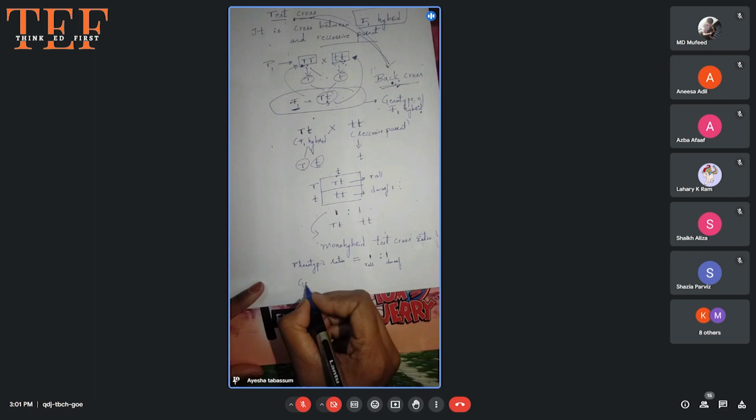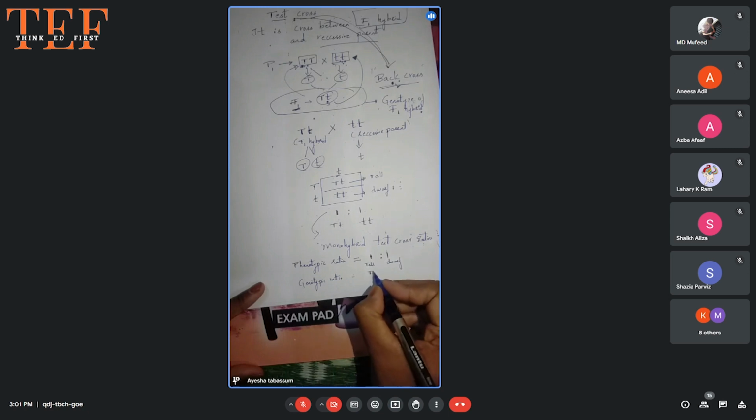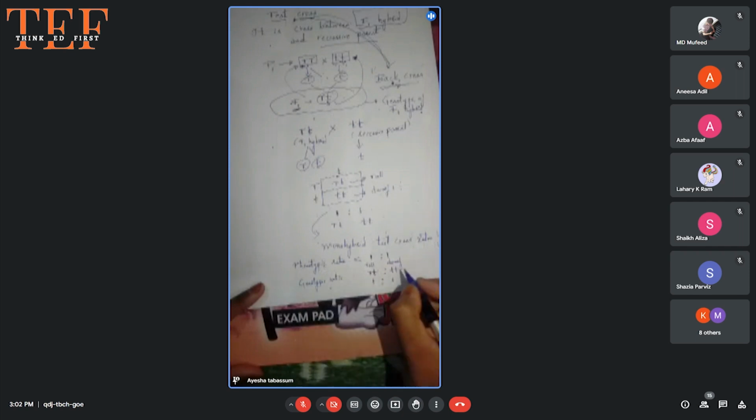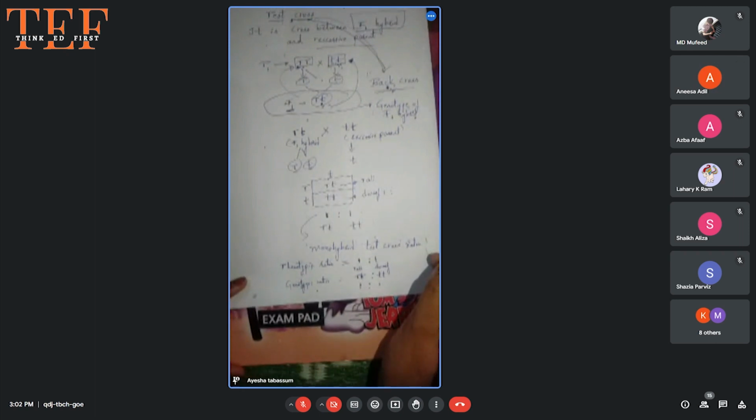If we go for genotypic ratio, 1 capital T is to 1 small t, which is also equal to 1:1. Even here, the phenotypic ratio and genotypic ratio is the same, 1:1. Clear? Next, anything else? You have any doubt in this topic?